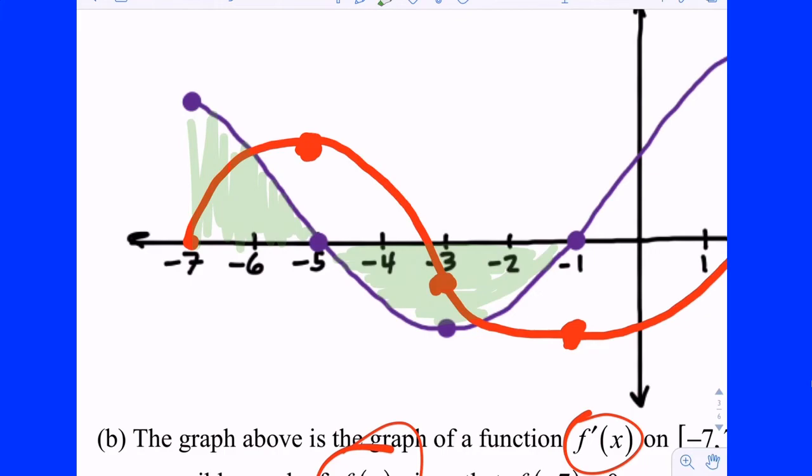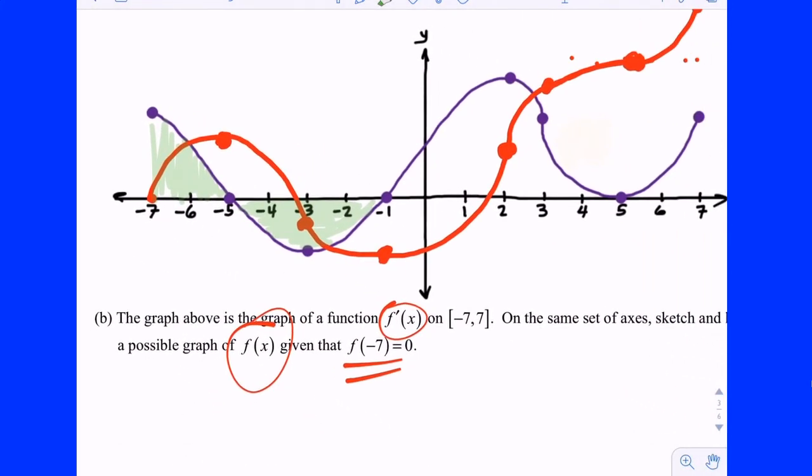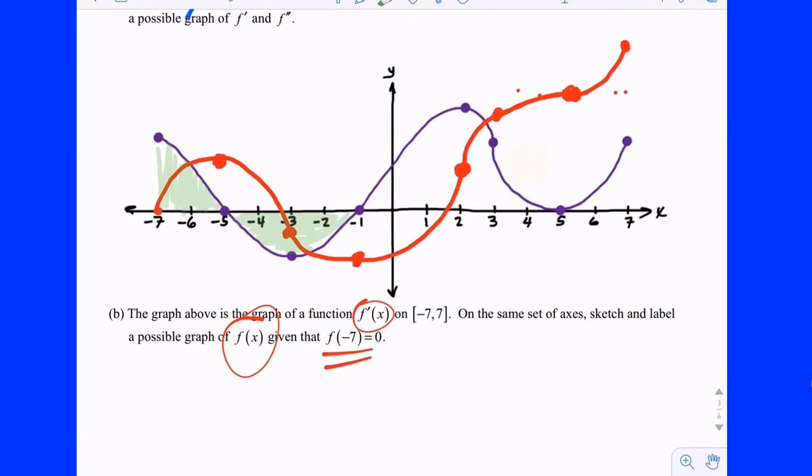I would say that the two candidates for the absolute minimum would be the left endpoint -7 and -1. But I don't think the other critical value at 5 is going to be the absolute minimum. Do you? Because to the left we have values that are lower, and to the right we have values that are higher. So it can't be anything. So -7 and -1, I would say, are the candidates.